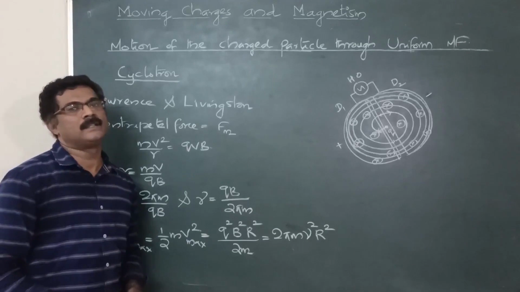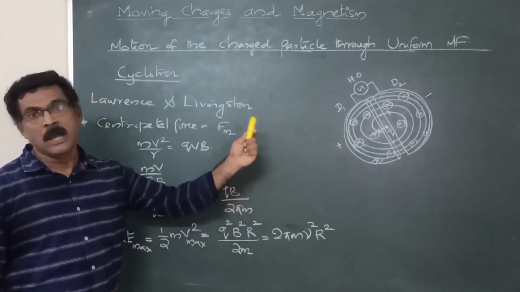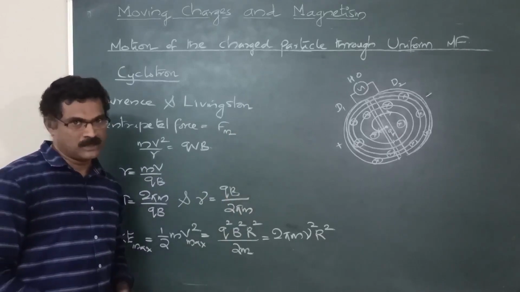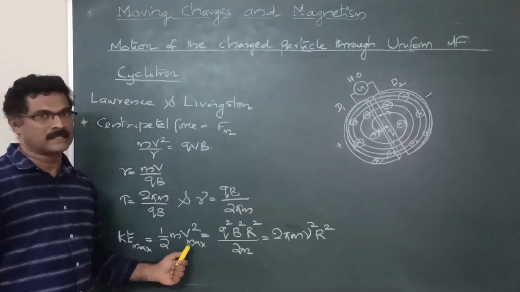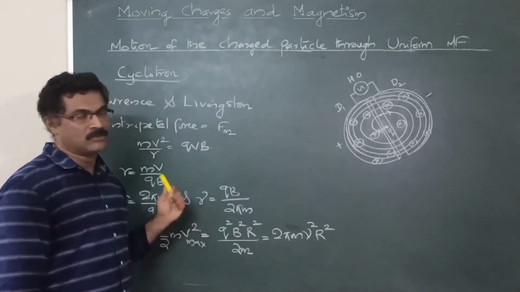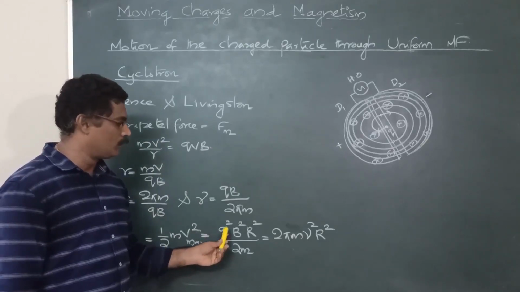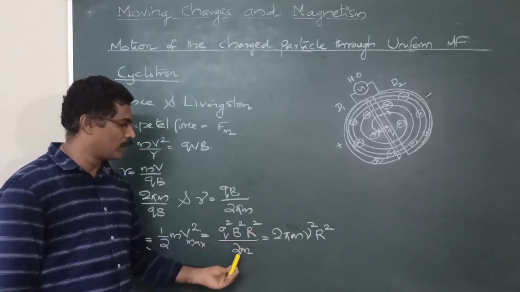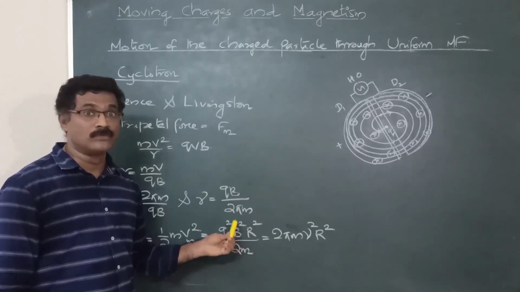I already explained that the charged particle will get the maximum kinetic energy when it reaches the periphery of the Ds. Okay, and the equation is half m v max square. V max is the maximum velocity, and the velocity becomes maximum when it reaches the periphery of the Ds. So the equation is q square B square capital R square divided by 2m, where capital R is the radius of the Ds.